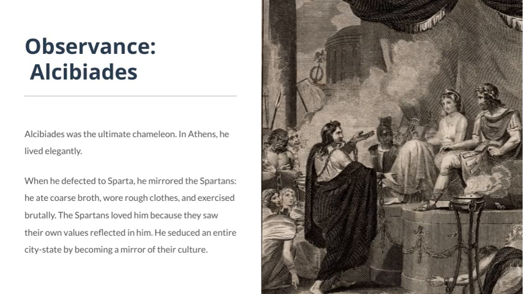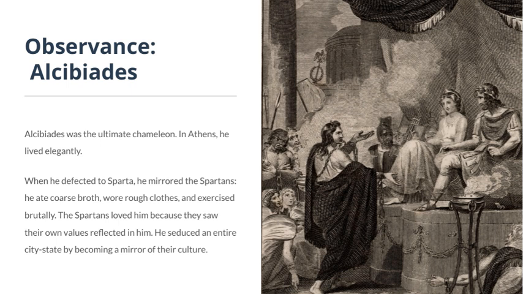When Alcibiades defected to Sparta, he didn't just switch sides, he actively mirrored their way of life. He started eating coarse broth, wearing rough clothes, and exercising brutally, things that Spartans highly valued. And you know what? The Spartans loved him for it. They saw their own core values reflected in his behavior, which made him incredibly persuasive. In a way, he became a mirror of their culture, and through that reflection, he managed to seduce an entire city-state to his side.